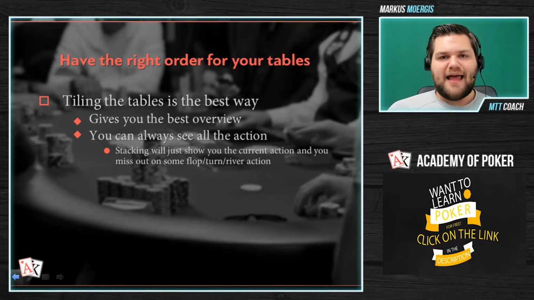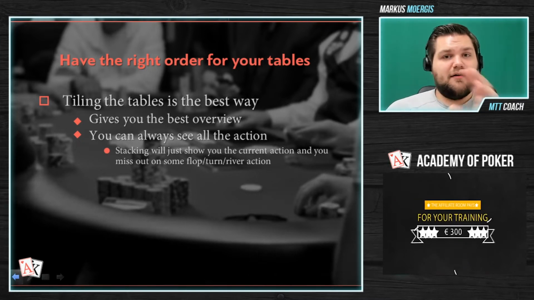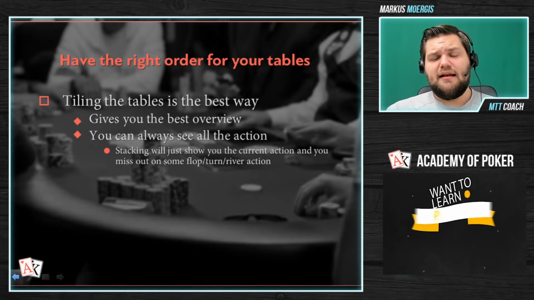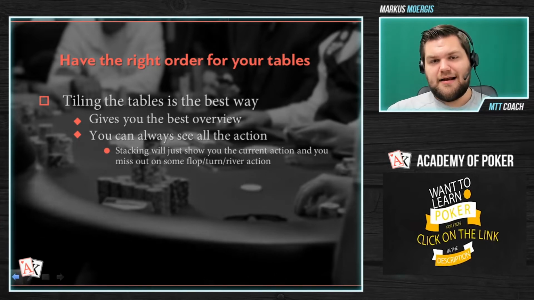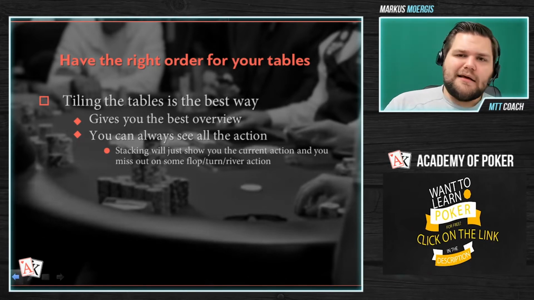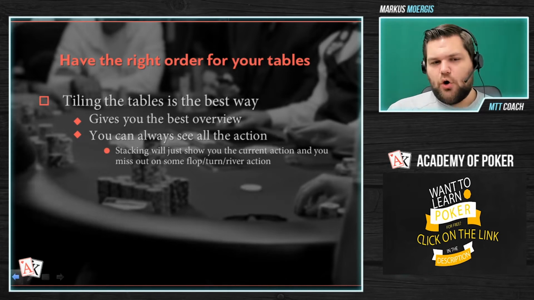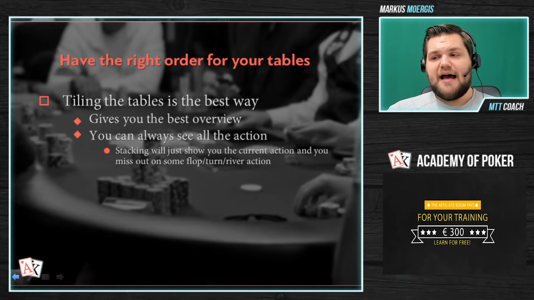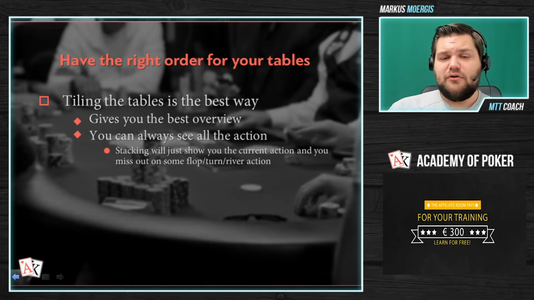You can also stack them, so you have them all on one side of the monitor, and whenever there's an action, the next one appears, and as soon as you click something, it disappears again and another one pops up. On that one, you kind of lose the overview. So my personal opinion is that tiling the tables is the best way because you don't lose the overview.